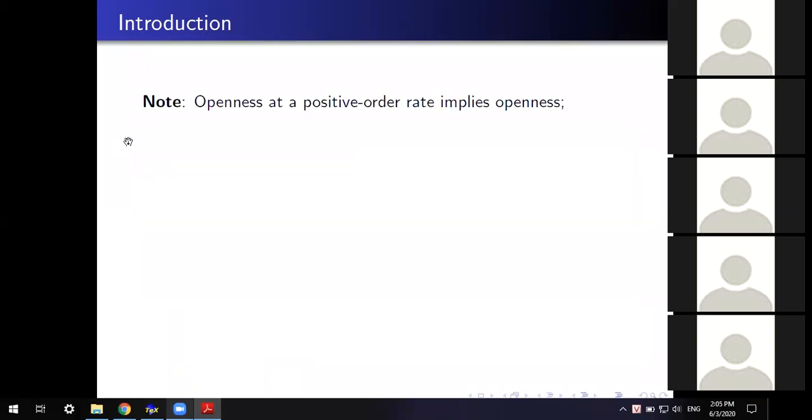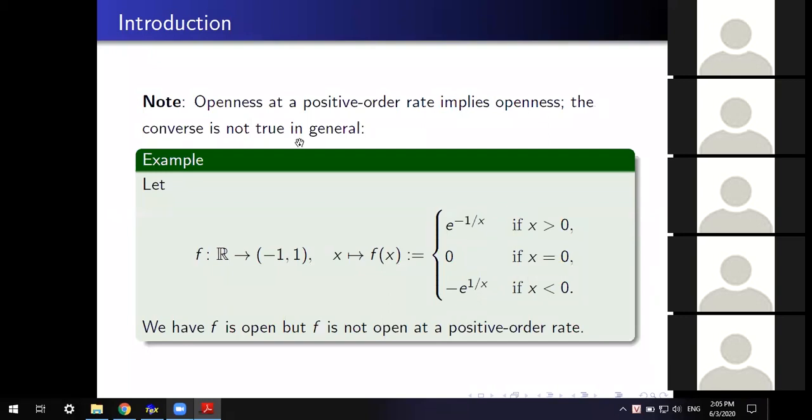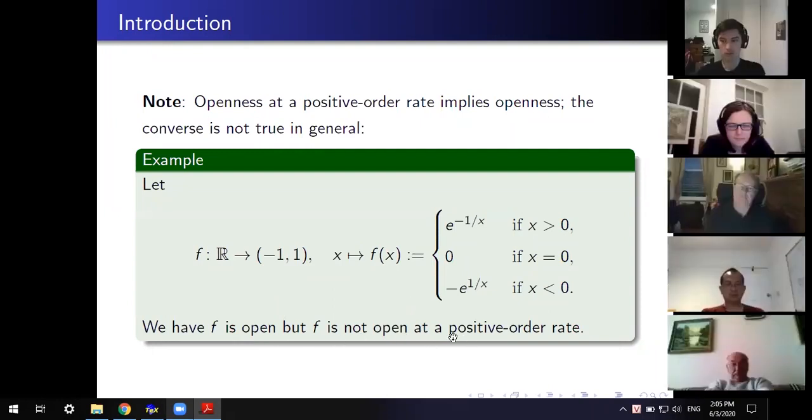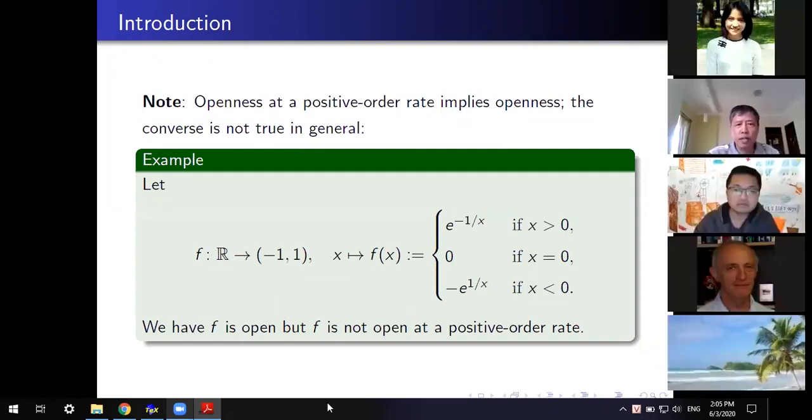It is easy to see that openness at a positive order rate always implies openness, but the converse is not true in general. For example, when we consider this function from R to this interval, we can prove that F is strictly increasing. So F is open, but F is not open at a positive order rate. So openness at a positive order rate is stronger than openness.